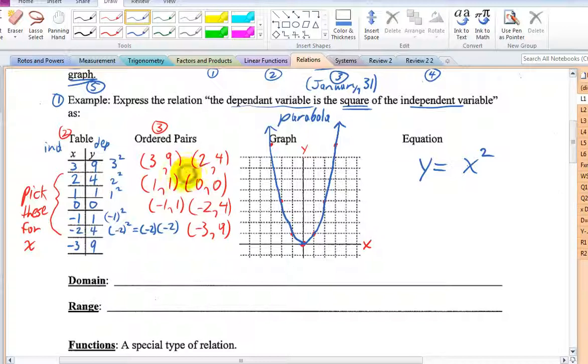Sometimes you'll be asked to write ordered pairs. Sometimes you'll be asked to graph, and it'll be a straight line. Sometimes not. Sometimes you'll be asked to make a table. Sometimes an equation. Sometimes it'll be a sentence. Okay?